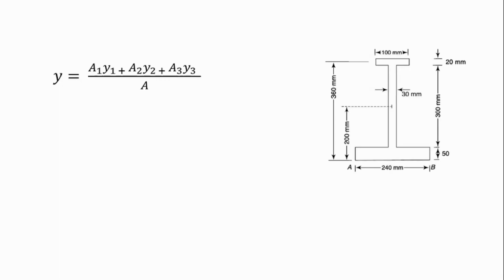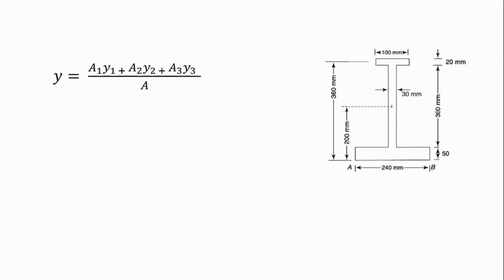Y2, we are going to calculate from the half of the web, which is 150. And so Y2 will be 50 plus 150, which is 200, as you can see from the diagram. And then Y3 will be just half of 50, because we are looking from the ground to the middle of any particular section.